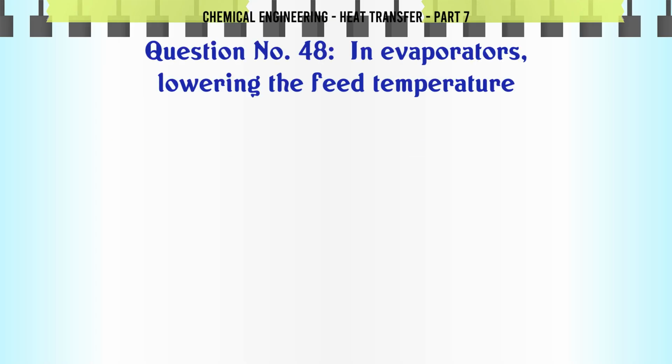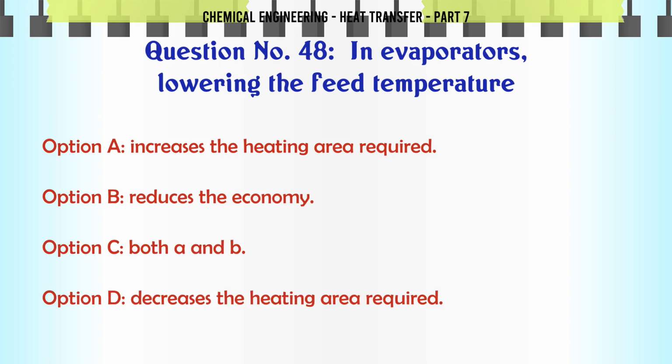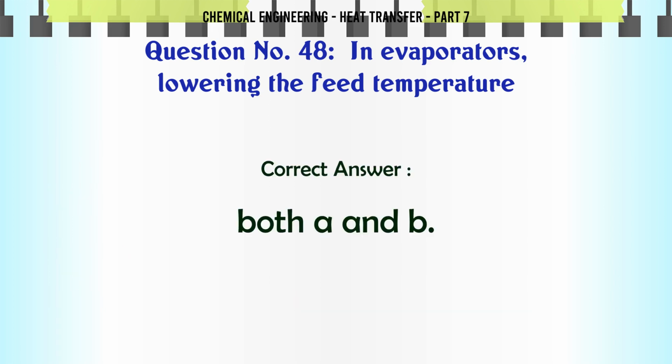In evaporators, lowering the feed temperature: A. Increases the heating area required, B. Reduces the economy, C. Both A and B, D. Decreases the heating area required. The correct answer is both A and B.